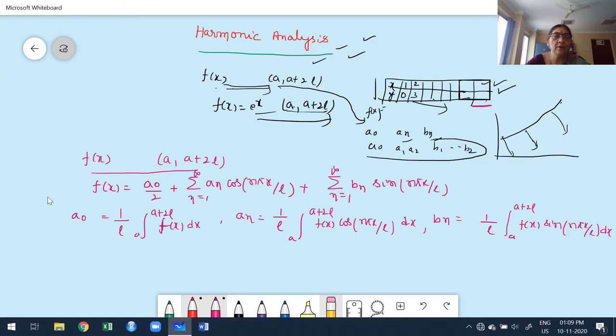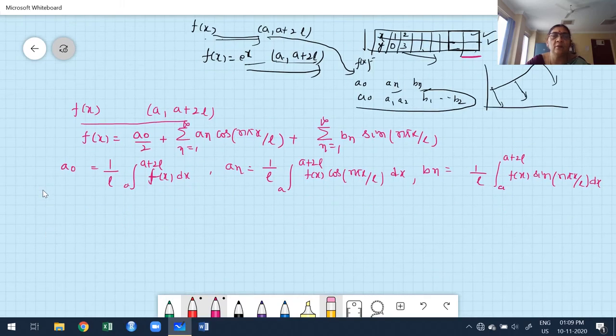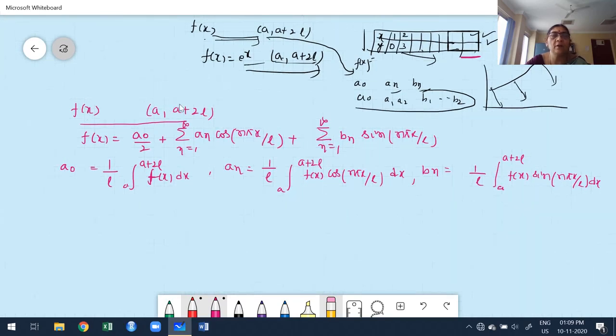If we want to go for this formula, what's required here? A function must be defined in the range, say a comma a plus 2L. But instead of a range, they give discrete data, for each value of x having a corresponding y. There we want to construct the Fourier series. Now it's not possible. Why? Because we can't find a naught, we can't find an or bn based on discrete values of x and corresponding values of y.